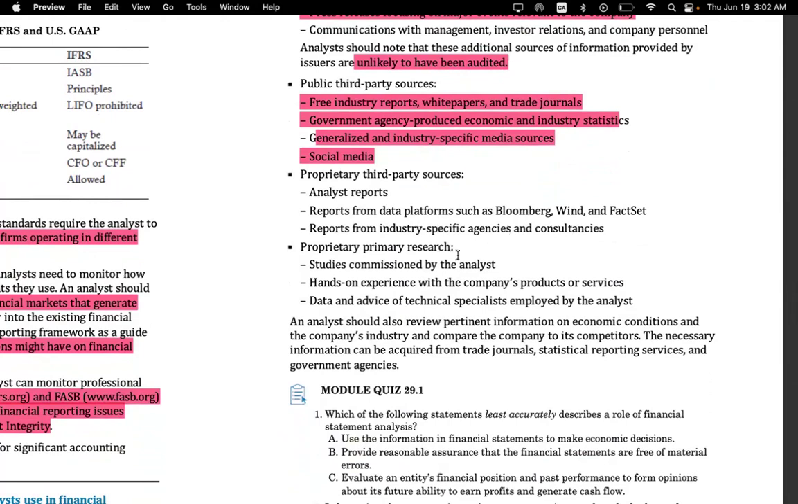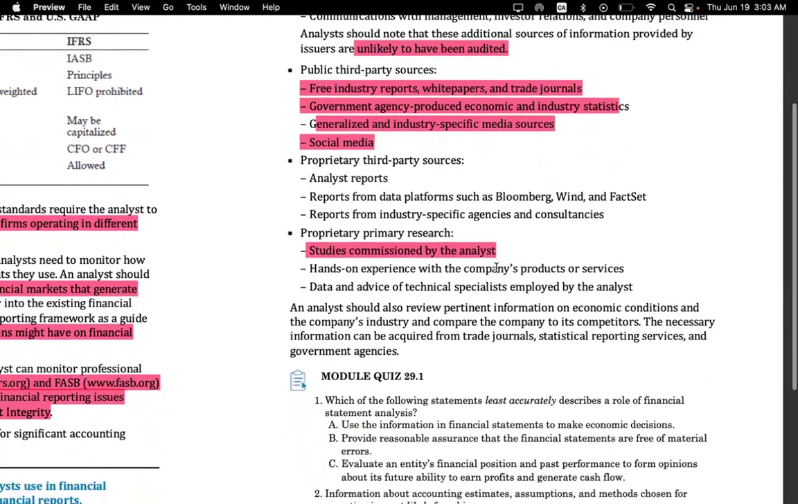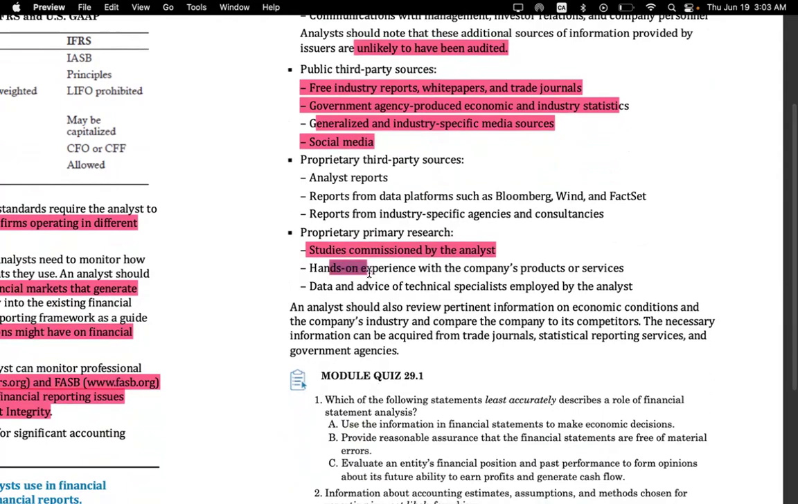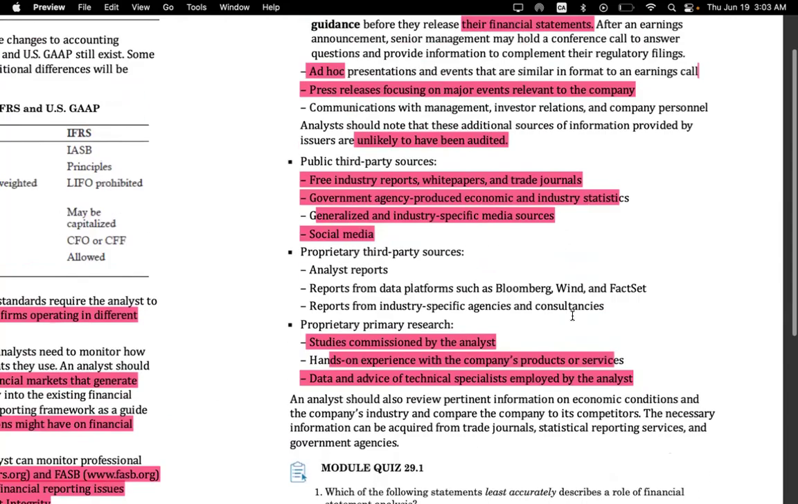And then primary research: studies commissioned by the analysts. The analyst has paid someone else to make studies. Hands-on experience with the company's product or services, data and advice of technical specialists employed by the analyst. So the analyst could sort of outsource his own job, ask other people to do it. These are again sources of information.